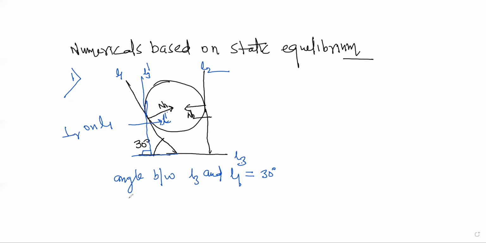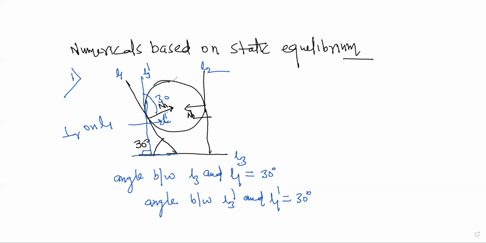So the angle between perpendiculars, that is the angle between L3 dash and L1 dash, will also be equal to what? 30 degrees. Now, the important thing is that this is 30 degrees, right? Now I am going to resolve these forces.